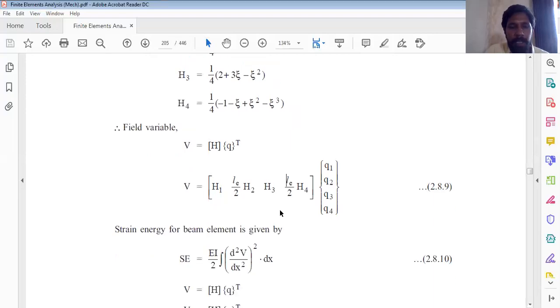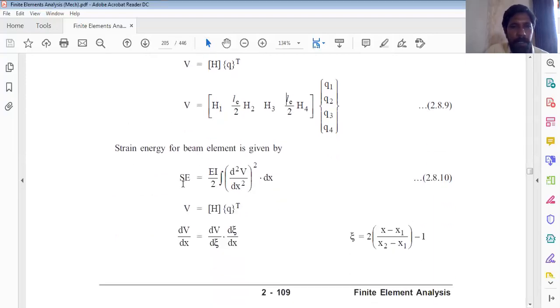To derive the stiffness matrix of the beam element, let us consider the strain energy for the beam. It is given by EI by 2 integration over the volume, of d square v by dx square whole square into dx. And v, as we know, is equal to H into Q. To get the stiffness matrix, we need d square v by dx square, so let us differentiate this v with respect to x.